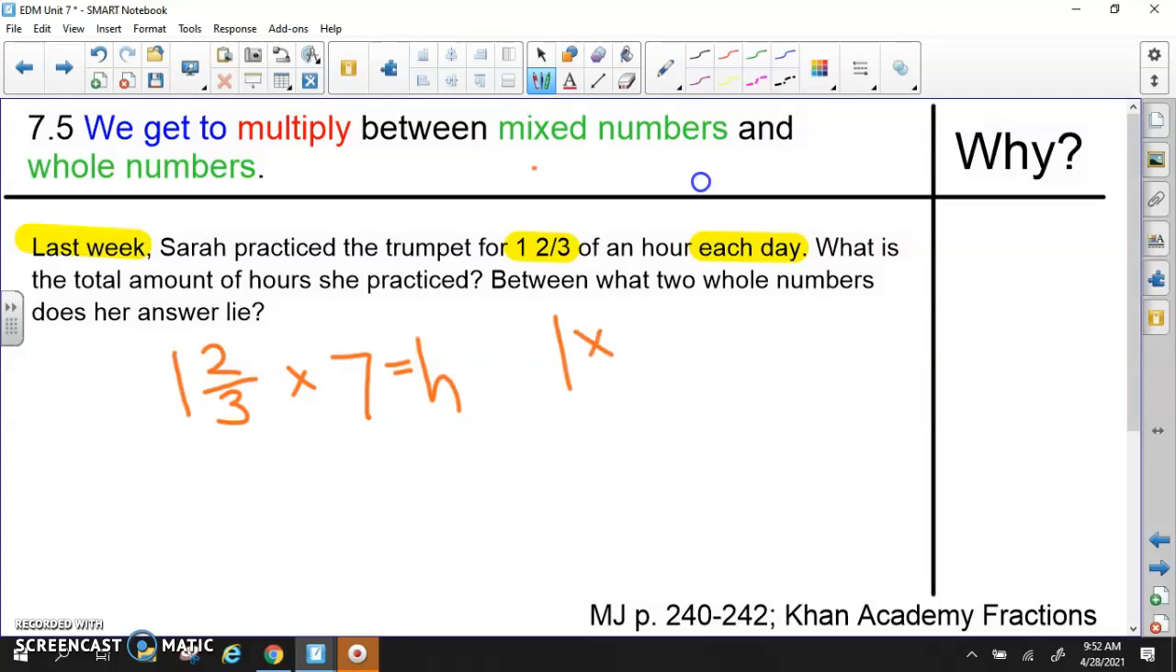So I could do 1 times 7 equals 7. And then 2/3 times 7 equals 14/3. 7 and 14/3 would be an okay answer. 7 and 14/3 is a mixed number and an improper fraction. 14/3 is an improper fraction. If you answered 7 and 14/3, that's like a 2+ in 4th grade. Okay, the standard is starting to increase a little bit.